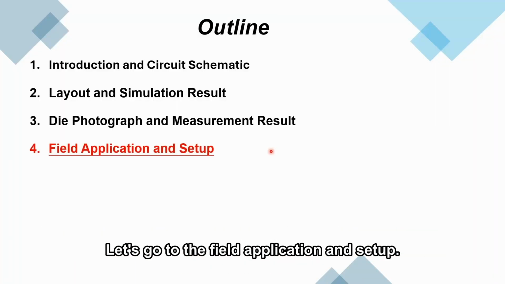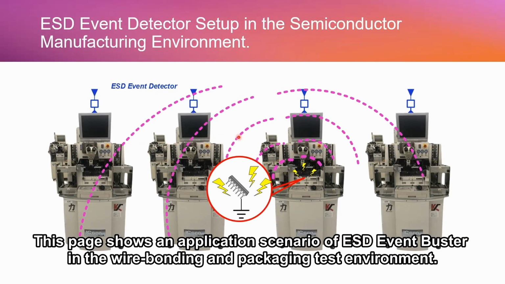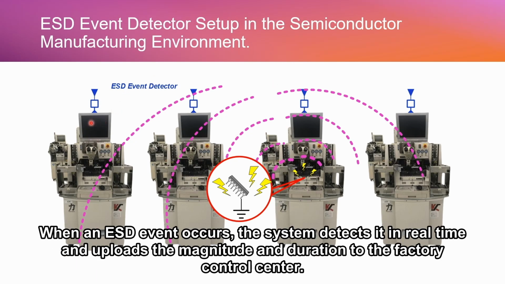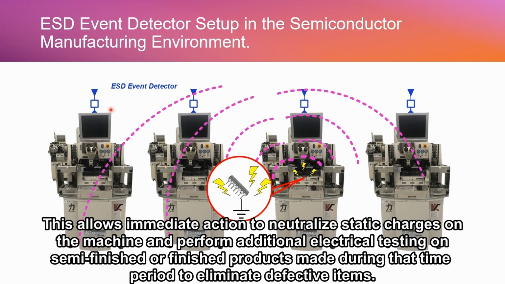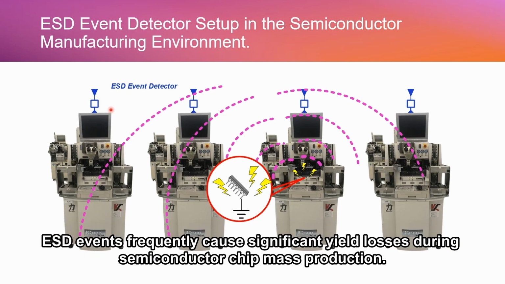Let's go to the field application and setup. This page shows an application scenario of ESD Event Buster in the wire bonding and packaging test environment. When an ESD event occurs, the system detects it in real time and uploads the magnitude and duration to the factory control center. This allows immediate action to neutralize static charges on the machine and perform additional electrical testing on semi-finished or finished products made during the time period to eliminate defective items.